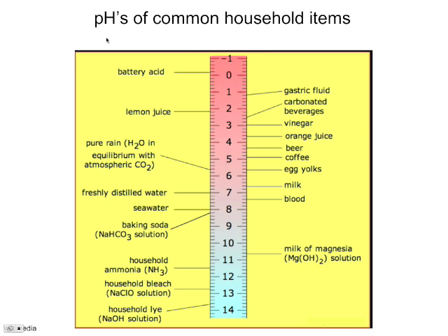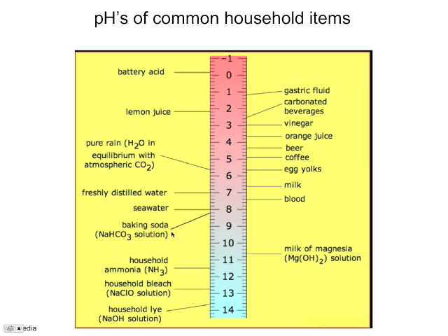So battery acid, very acidic, right? Very low pH. Lemon juice, fairly low pH. I don't see vinegar here, slightly higher pH. Orange juice also acidic. Beer acidic. Coffee acidic. Freshly distilled water, again, there's our anchor, neutral pH, pH 7.